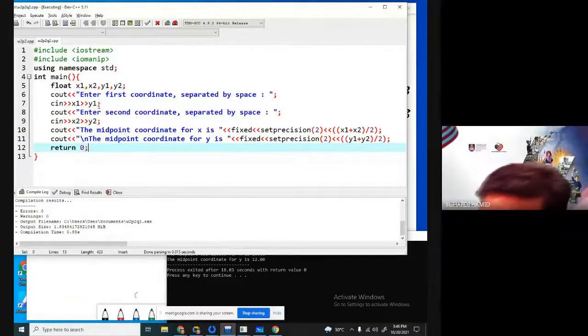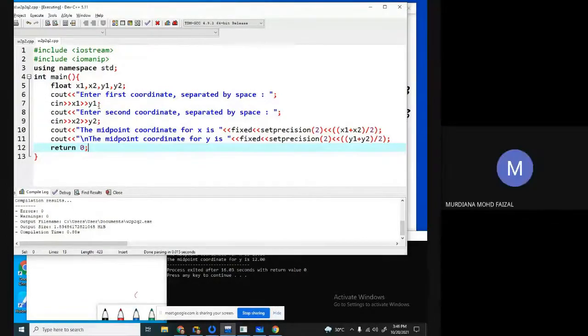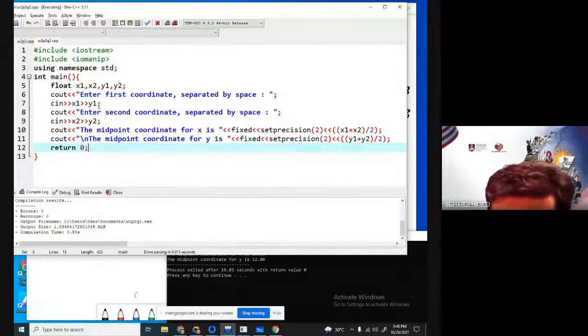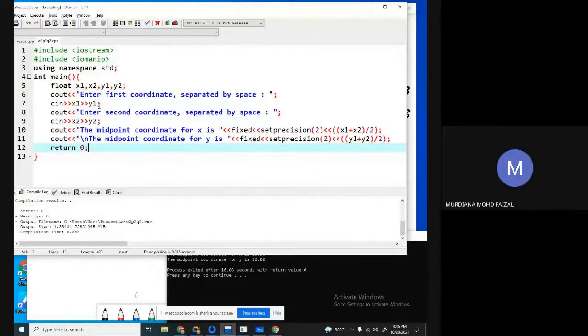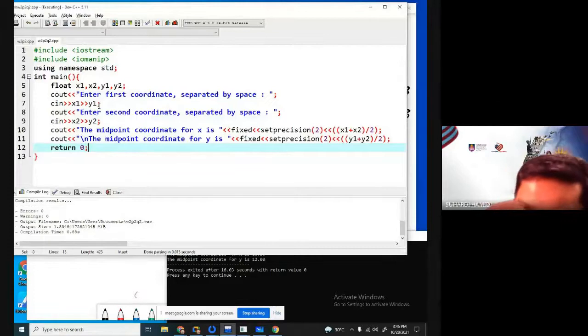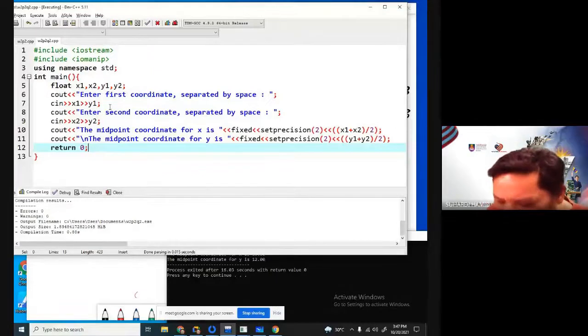Do you remember last week when we tried to enter Ahmad bin Ali or Ali bin Ahmad, something like that? And it won't display correctly. Yes, that's because of this. When you separate your input by space and you use cin, your input goes directly. In this case, we have x1, y1. So you enter x1 space y1. x1 will go to x1, y1 will go to y1 here.